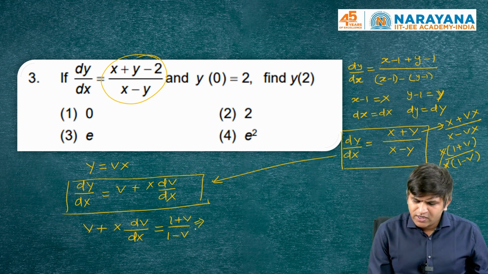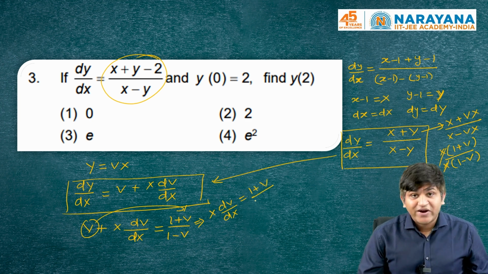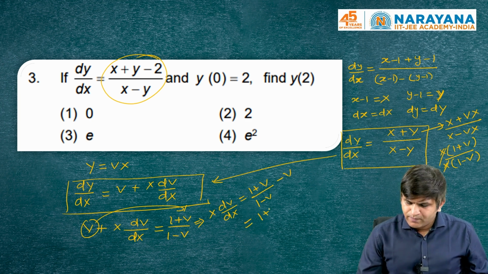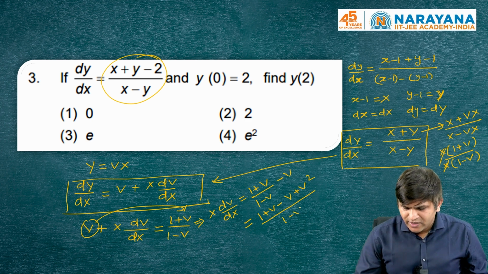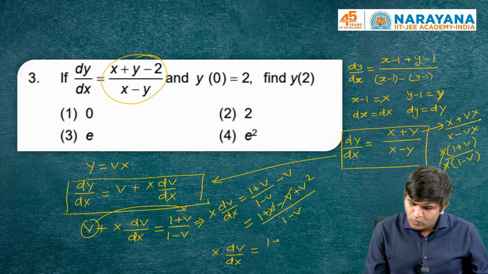Now if we shift this v to this side, what we get is x into dv by dx is equal to 1 plus v divided by 1 minus v, minus v. Taking LCM, we are getting 1 plus v minus v plus v square divided by 1 minus v. We can cancel this. So now we are getting x dv by dx is equal to 1 plus v square upon 1 minus v.